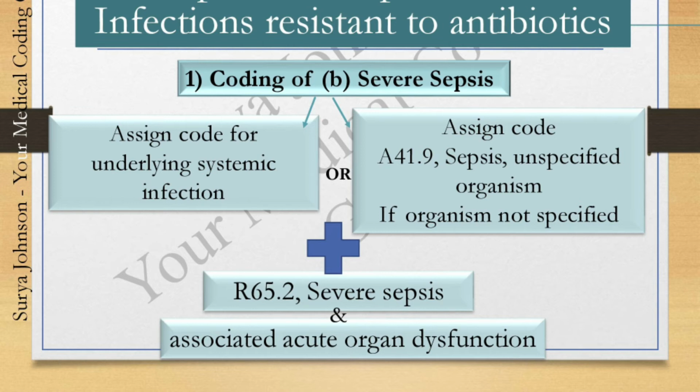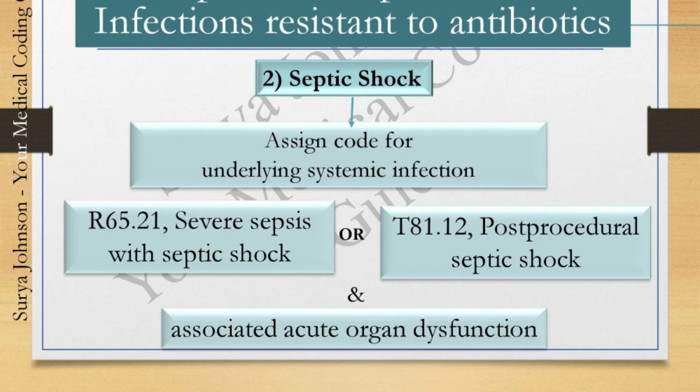For coding of septic shock, you'll assign the code for the underlying systemic infection, and then add code R65.21, which is severe sepsis with septic shock. Or you can code T81.12 if this septic shock is after a procedure, after a surgery, minor or major. That is post-procedural septic shock. If there is a post-procedural septic shock, you'll code T81.12, not R65.21. Then you'll add the associated acute organ dysfunction.